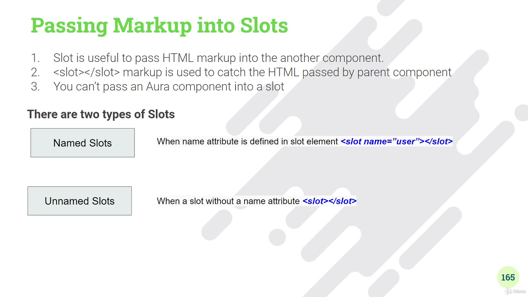There are two types of slot, named slot and the unnamed slot. When a name attribute is defined in a slot element, like this, slot tag, the name and some name value, then we call it a named slot. When a slot is without a name attribute, we call it an unnamed slot.